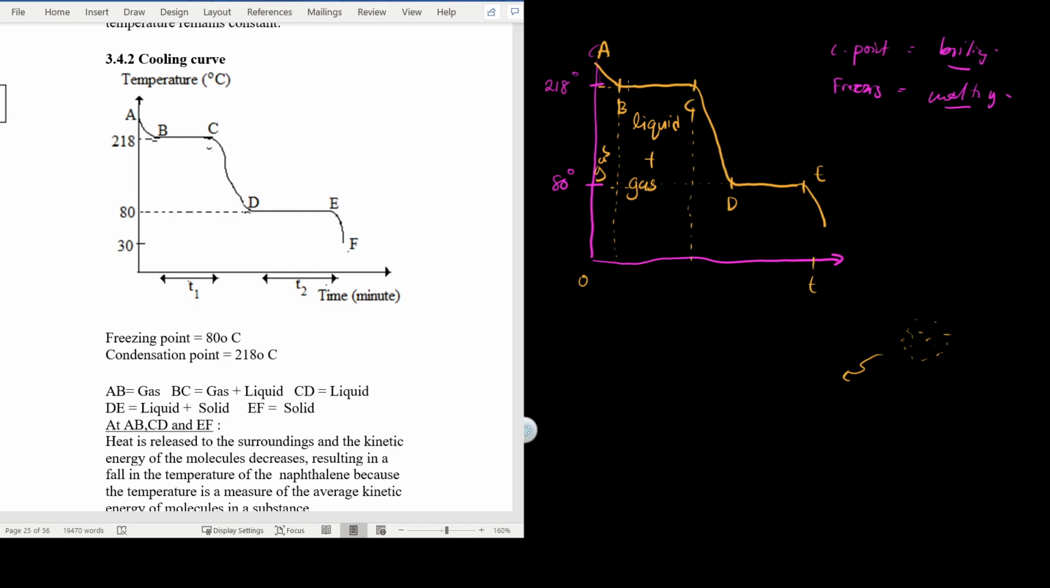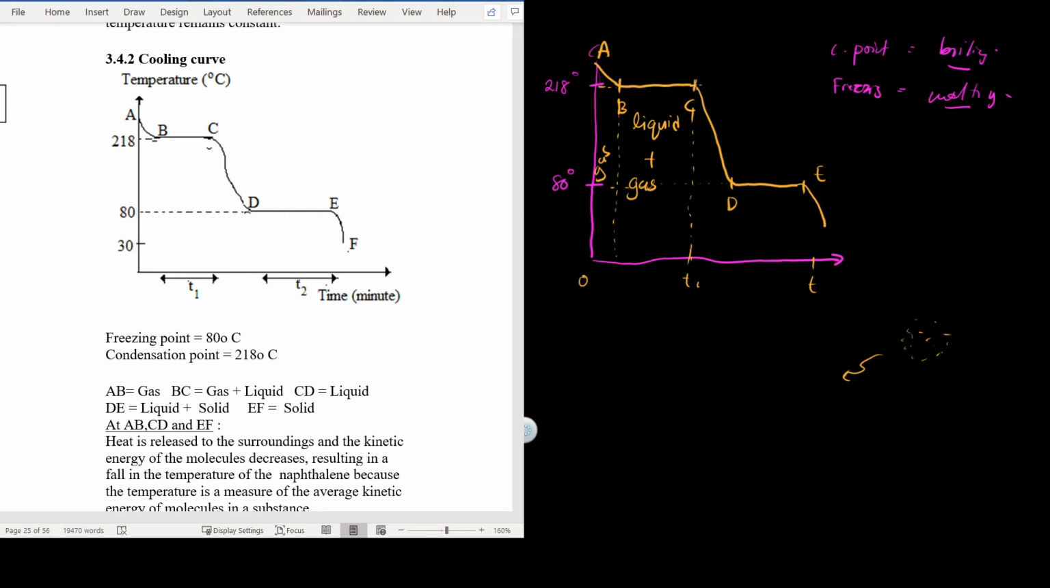So temperature will keep constant. Why is it kept constant? Because all of the heat is being used to overcome the force of attraction between atoms and molecules until it reaches C.